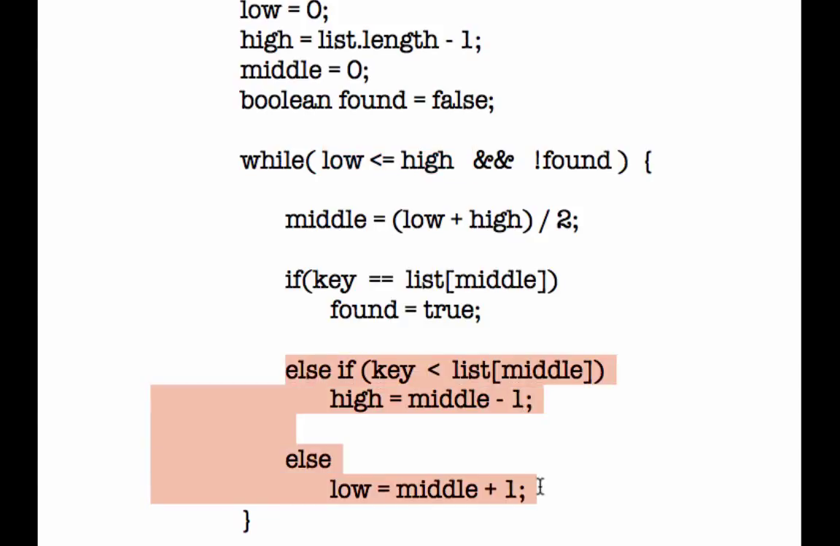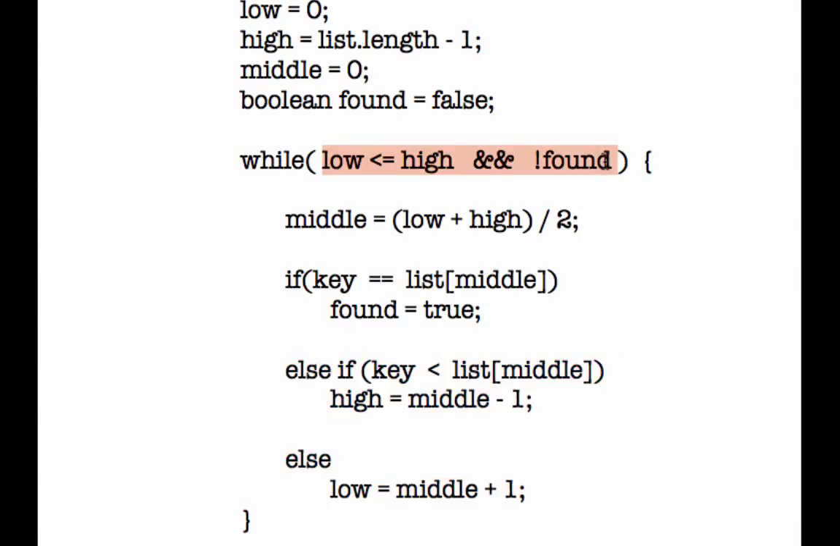Notice that in these two statements, all I do is change the values of high and low. I never change the value of found. So these two statements are going to simply say there are still some elements to be searched, continue the search, or eventually, hey, the value of low is greater than high, so stop my search. So those are the two conditions that I need in my while loop.